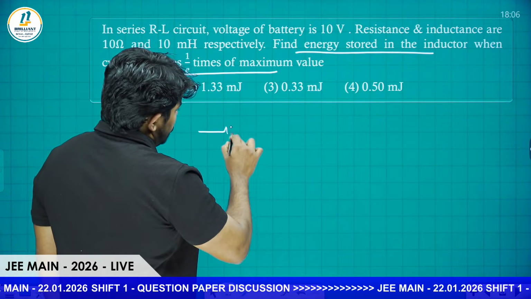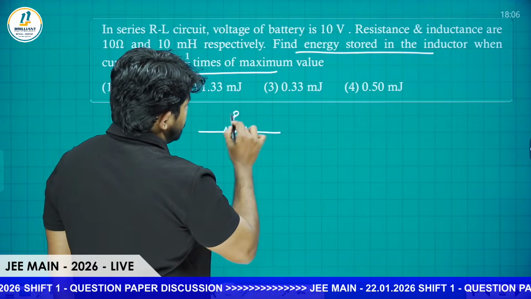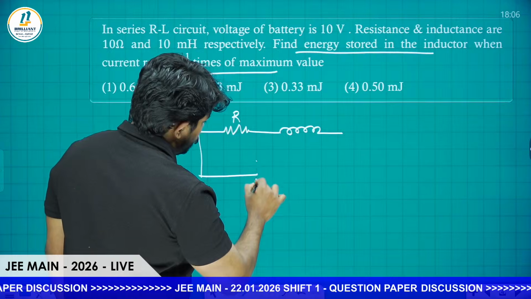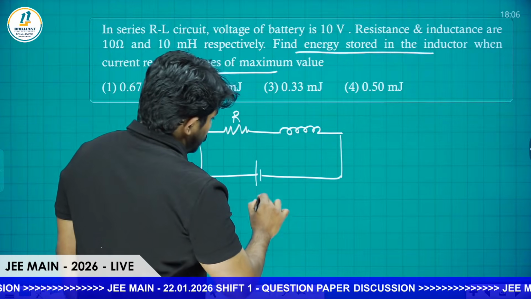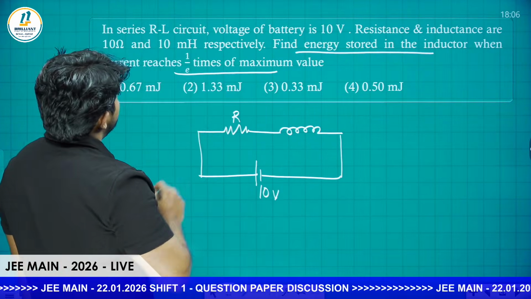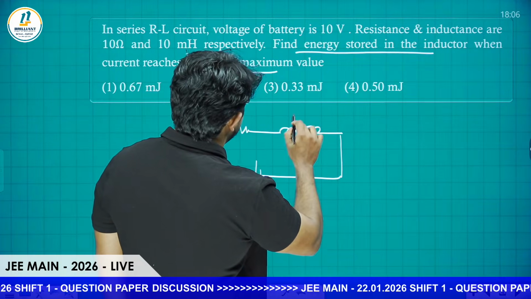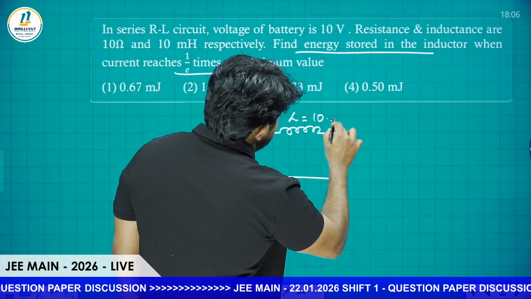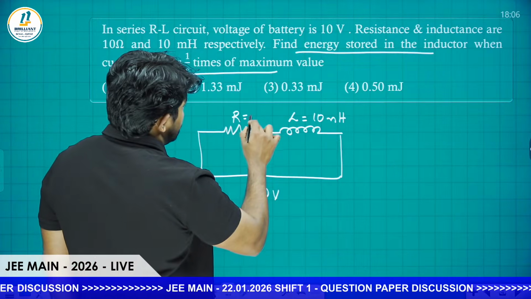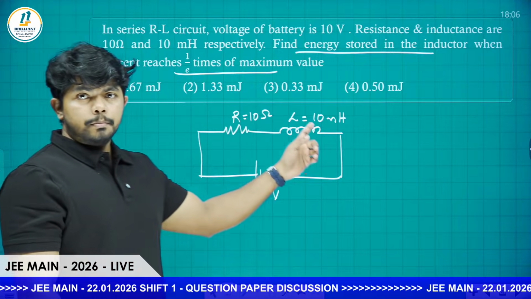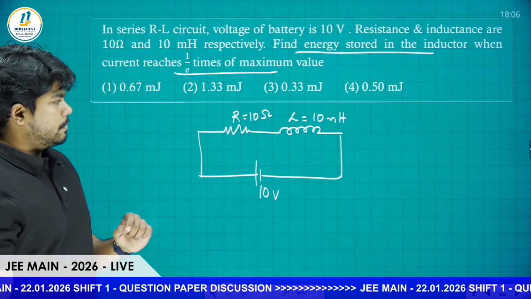So it is given that we are dealing with a resistance and an inductor connected in series to a voltage of 10 volt. We are connected to a 10 volt battery, then the inductance is given as 10 millihenry and resistance is given as 10 ohm. So how to find the maximum current here?